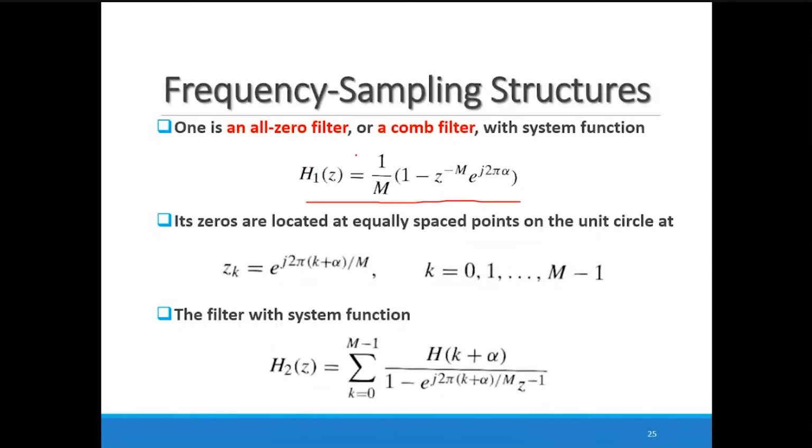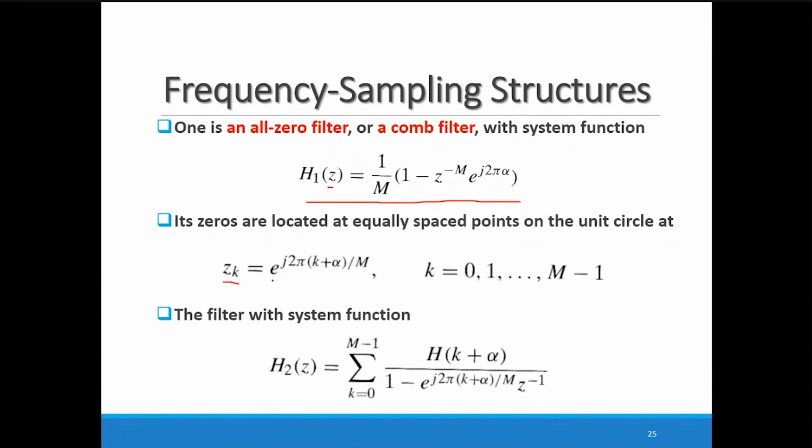The system function is 1 minus z raised to minus m e raised to j 2 pi alpha. Its zeros are located at equally spaced points on the unit circle. So whatever zeros we are getting, these are equally spaced on the unit circle, and the equation of this z of k means if I am writing z of k instead of z.